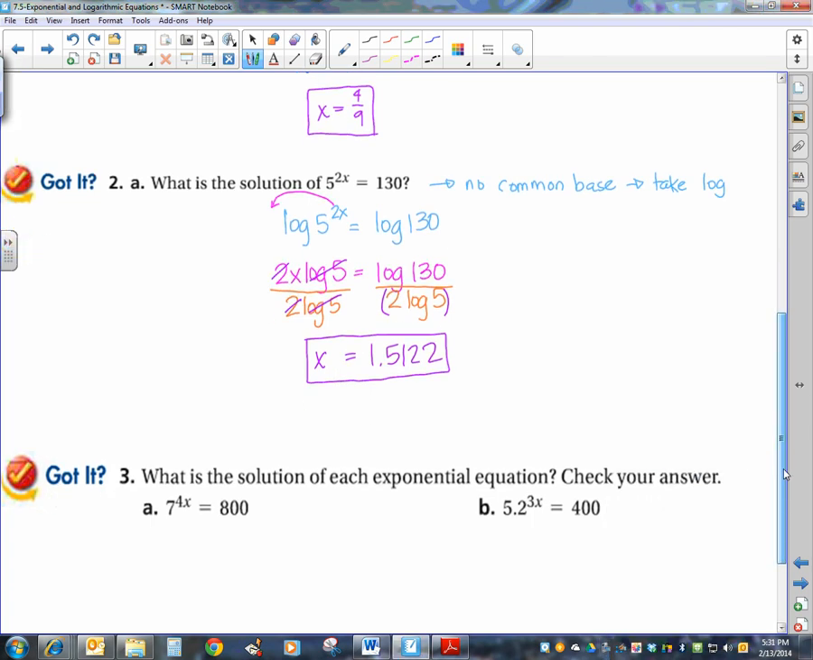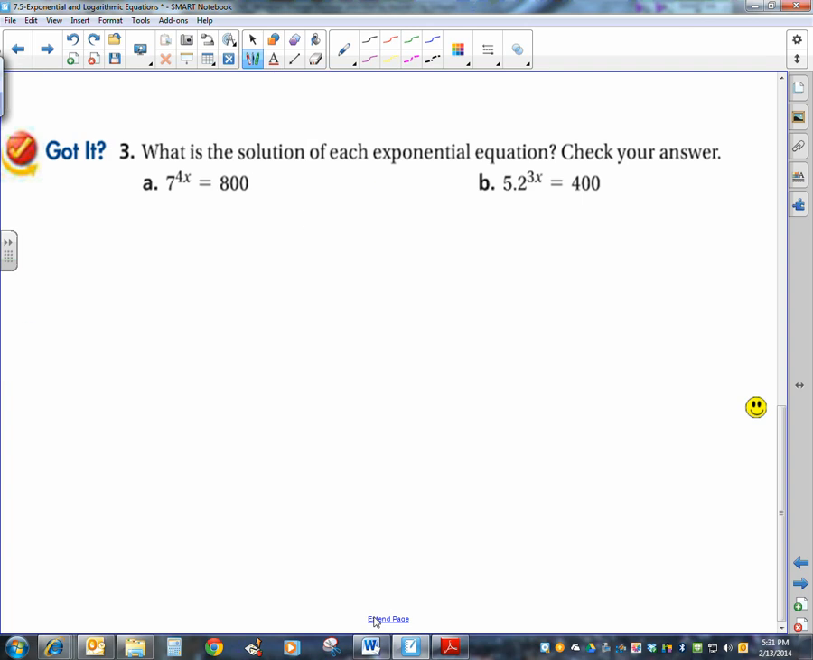All right, let's do a few more of those. What is the solution of each exponential equation? Check your answer. So again, I cannot write 800 with a base of 7. So the first thing I need to do is to take the log of both sides. So I'm going to take the log of 7 to the 4x, and that's going to equal the log of 800. All right, hopefully you remember that we're going to use our power rule, and that means 4x times the log of 7 equals the log of 800.